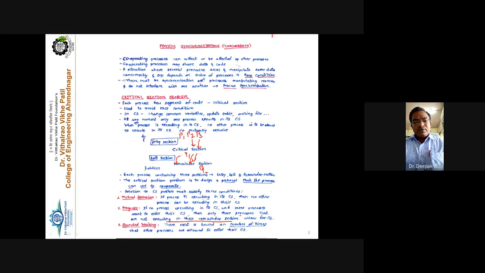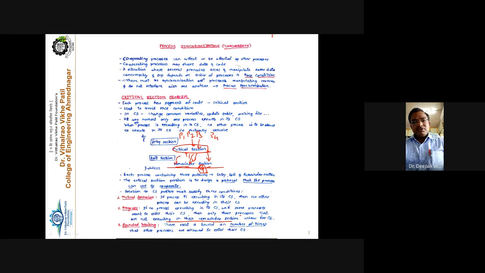Now P4 is already in the remainder section and still it demands to enter the critical section. See carefully: when P4 is in the remainder section and still demanding the critical section, what does it mean? It means that P4 has already accessed the critical section earlier, because it enters the remainder section only after completing its task in the critical section.